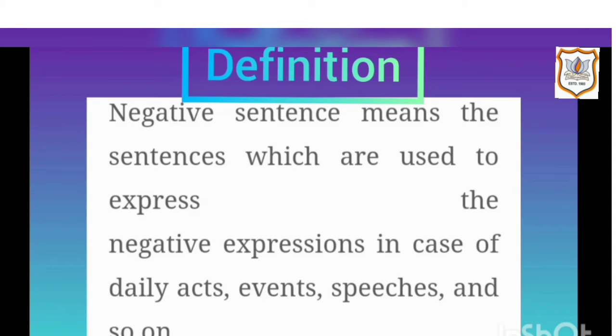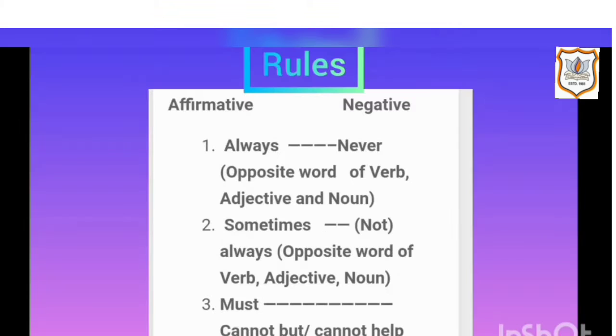And now let us understand what is a negative sentence. Negative sentence means the sentences which are used to express negative expressions in case of daily acts, events, speeches and so on. That means sentences which have the expression of negative by using negative words are called negative sentences. Now let us understand some rules of how to change affirmative to negative sentence.